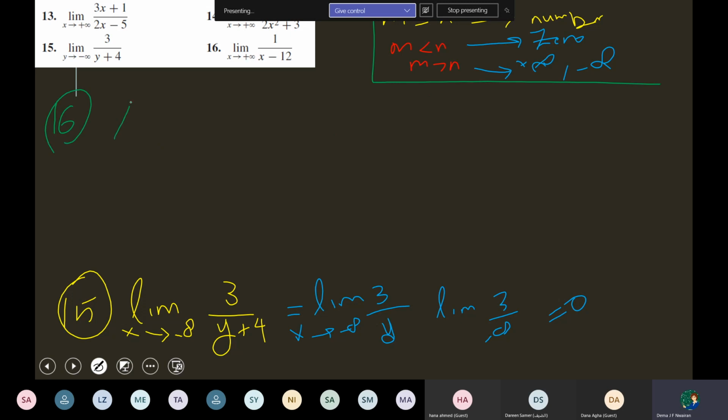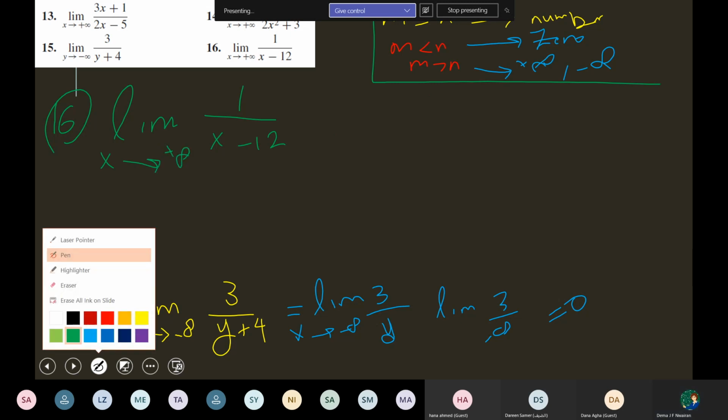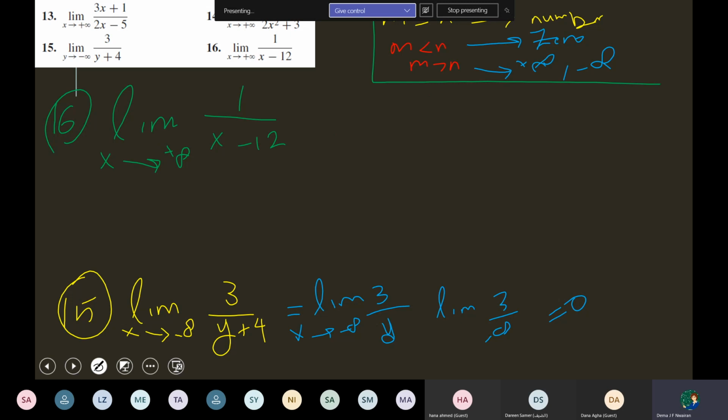In number 16 here, limit 1 over x minus 12 when x approaches positive infinity. Sima, I want you to help me here. What is the greatest power in the numerator? It is 1. And on the denominator? It is x. Then what do you have to say? The denominator is greater than the numerator, so it's 0. Thank you, Sima.